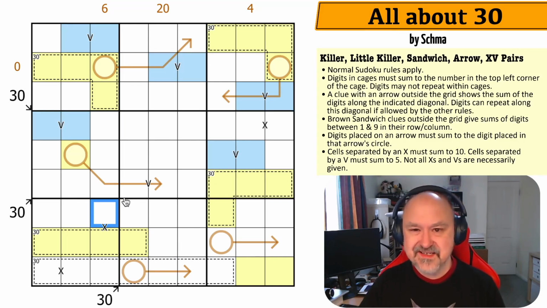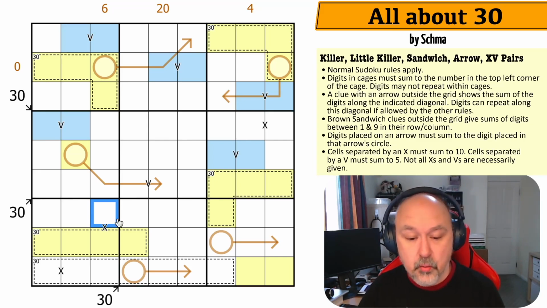The maximum you would get is 7. And you can't put a 5 on an X clue because it must go with a 5, and they're always orthogonally adjacent. They always see each other. So that's not going to work. So you've always got a low and a high digit. So this is going to be low.